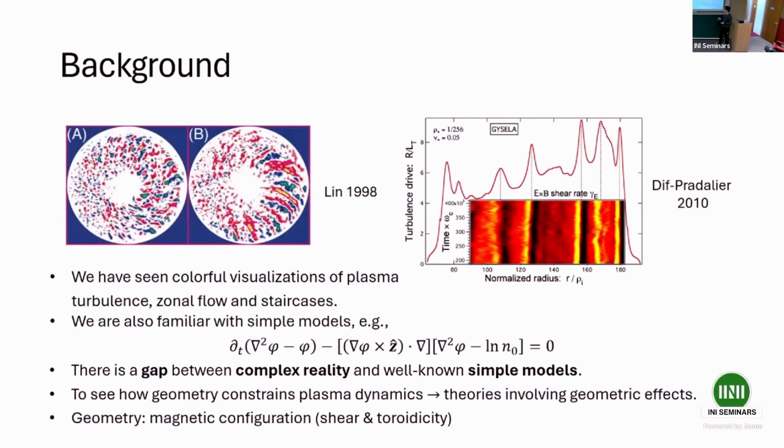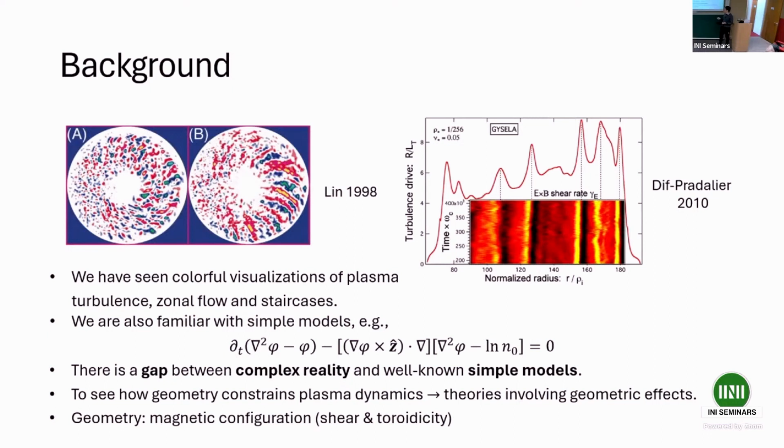So here comes the introduction. In this program, we have listened to many talks on plasma physics and nuclear fusion, and we have seen vivid realizations of plasma turbulence, zonal flows, and staircases from large-scale, high-resolution simulations. In these simulations, the setup could be very complicated to simulate reality. For example, we have very complicated magnetic geometry, boundary conditions, and profiles, right?